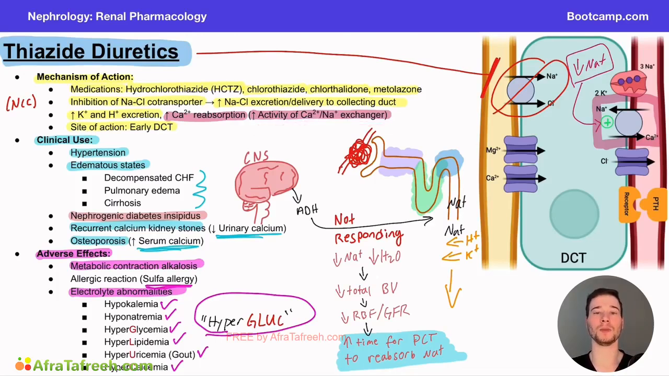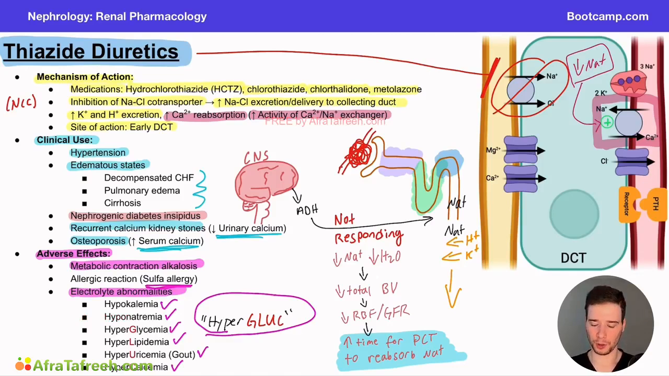Clinical uses here, very similar to loop diuretics. We can have hypertension or edematous states, but some of the unique ones I want you to know include nephrogenic diabetes insipidus. We talked about this kind of unknown, but what we think is going on mechanism right here in terms of slowing down blood flow through the PCT, bringing back more sodium. This can also be used for patients who have recurrent calcium stones because we're pulling calcium out of the urinary system, and patients who have osteoporosis because we're pulling that calcium into the serum, into the blood, where they need it for good bone health.